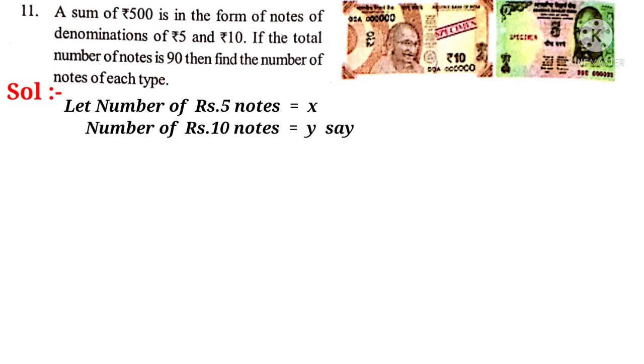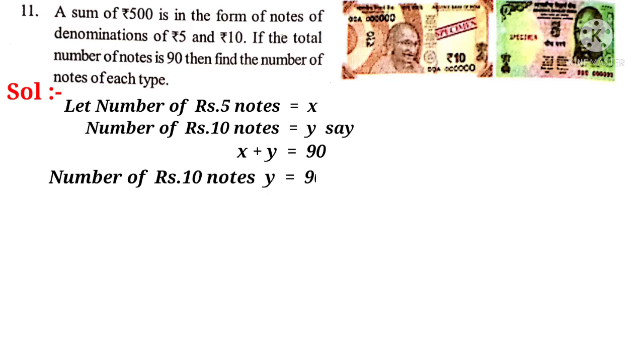Observe the words total number of notes. It indicates the operation plus. So x plus y is equal to 90. So the number of 10 rupees notes, y, is equal to 90 minus x, because plus x when transposed to the right hand side becomes minus x.